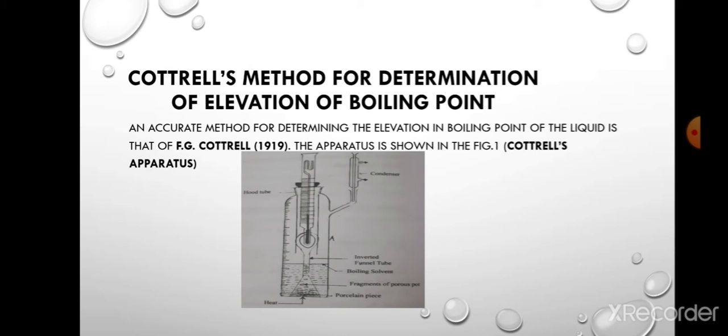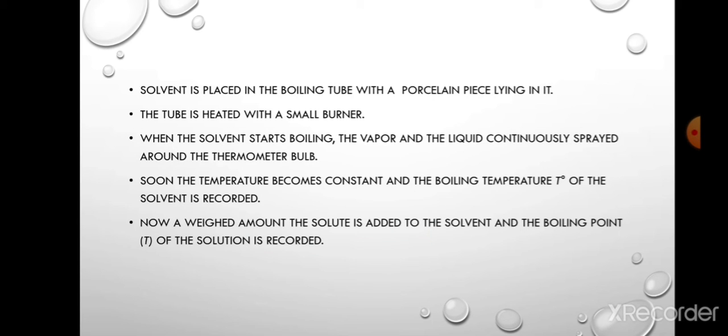Cottrell's method for determination of elevation of boiling point. An accurate method for determining the elevation in boiling point of a liquid is that of F.G. Cottrell's. The apparatus is shown in the figure. It is Cottrell's apparatus. Solvent is placed in the boiling tube with a porcelain piece lying in it. The tube is heated with a small burner.